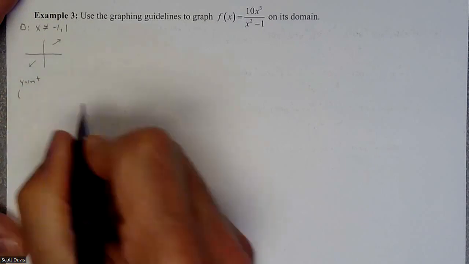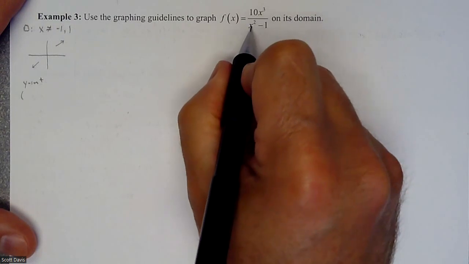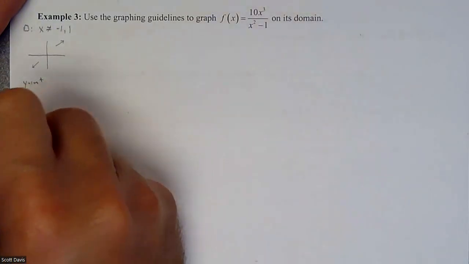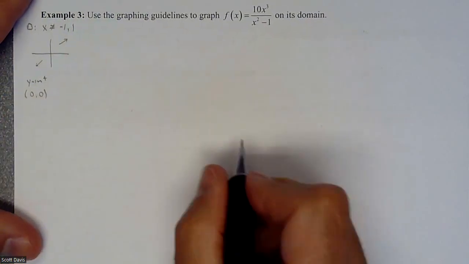The y-intercept is something that we can find just by plugging in 0. So 0 cubed over 0 squared minus 1 is going to be 0 over -1. So if we plug in 0, we get out 0. So it's also an x-intercept.